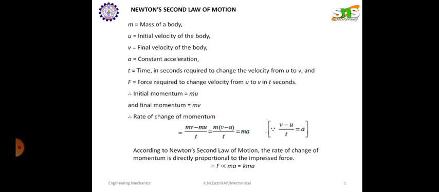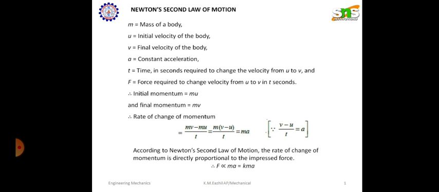Newton's second law of motion states that if an external unbalanced force acts on a body, the momentum of the body changes. The rate of change of momentum is directly proportional to the force and takes place in the direction of the motion. Linear momentum of a body is calculated as the product of mass into velocity of the body.